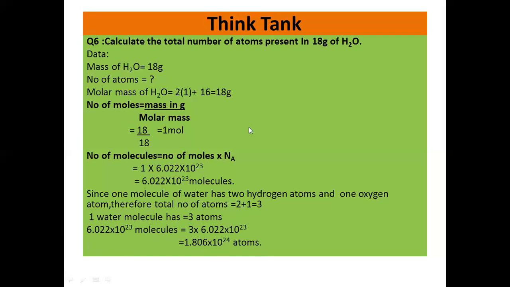So to find out the total number of atoms, if mass is given, we have to first find out the number of moles. Then from the number of moles, we have to find out the number of molecules. And then from the number of molecules, you have to find out the number of atoms. So there are 3 steps in this question. First, to find out the number of moles, second, to find out the number of molecules, and the last step is to find out the number of atoms.